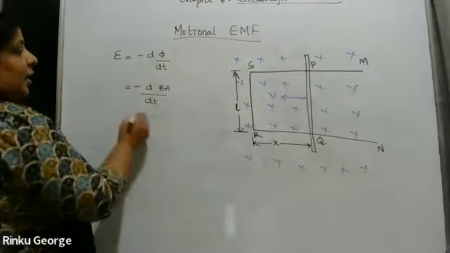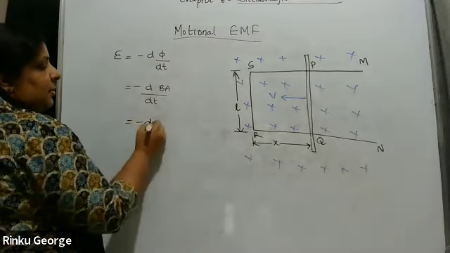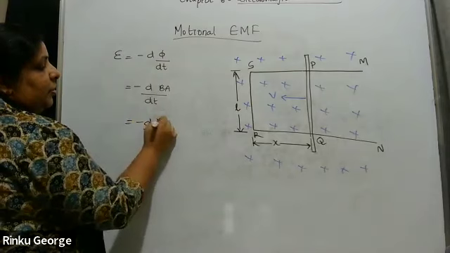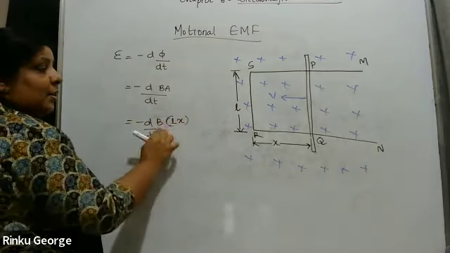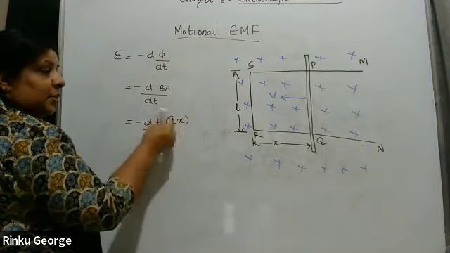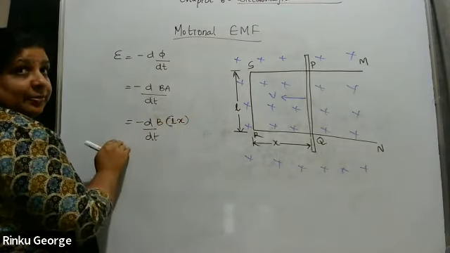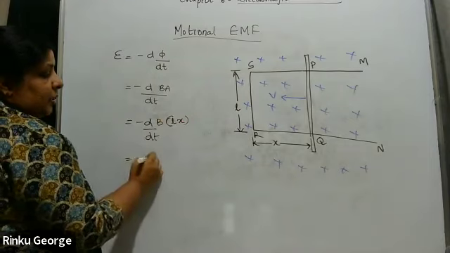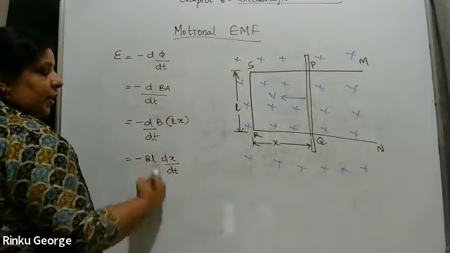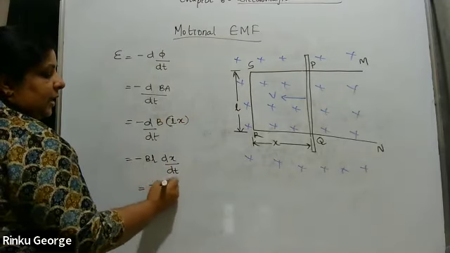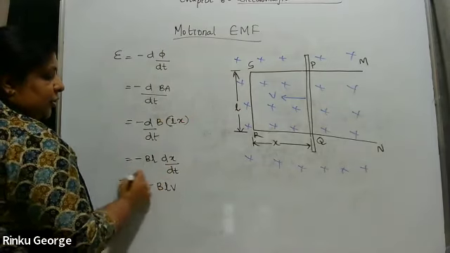So for area, you can write it as minus d by dt of what? B into L into X, correct? L into X is area. B, L are constants. Magnetic field and length of the rod are constant. I will take them outside. So minus B into L dx by dt. What is dx by dt? Velocity. So minus B, L, V will be the induced EMF.